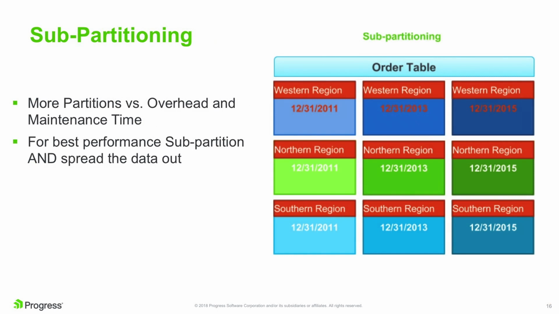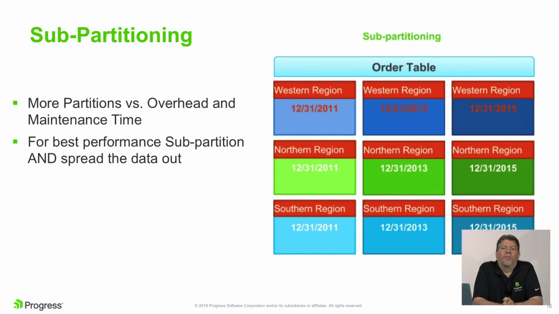Subpartitioning. Do we add another column? Does it make more sense? Here's our trade-off. Do we want to have more partitions that are smaller for performance versus the overhead and maintenance time to make this happen? So in the case of our sample that we have, it's by region, by order date. So we went from 3 regions, 3 order date ranges, to 9 partitions.